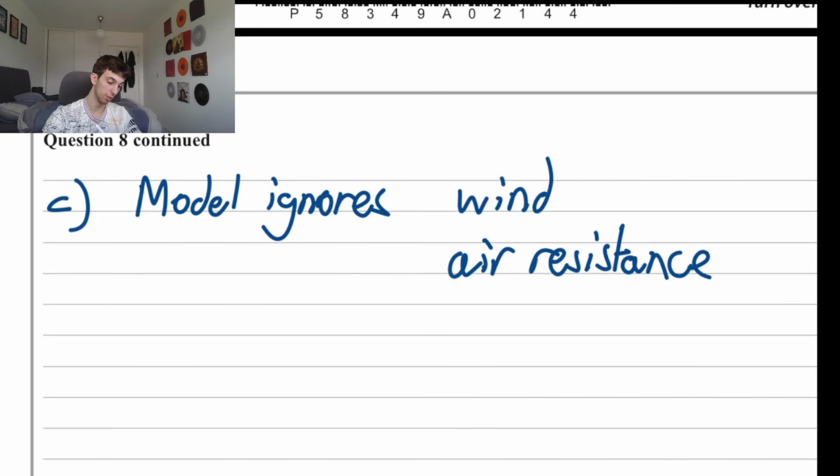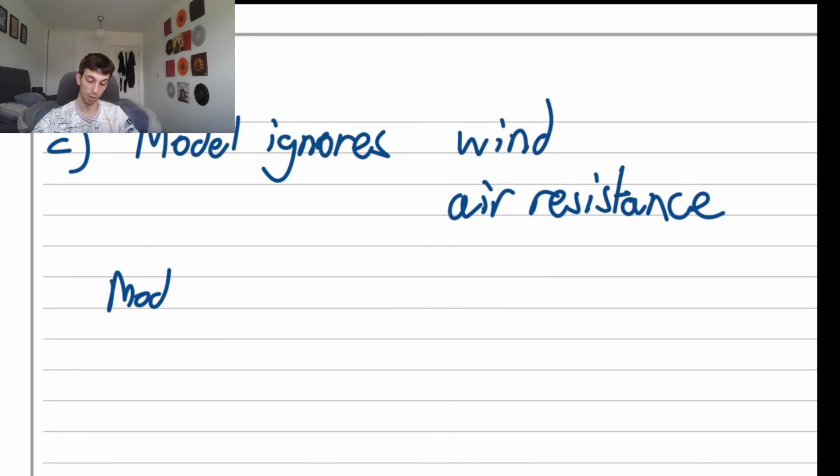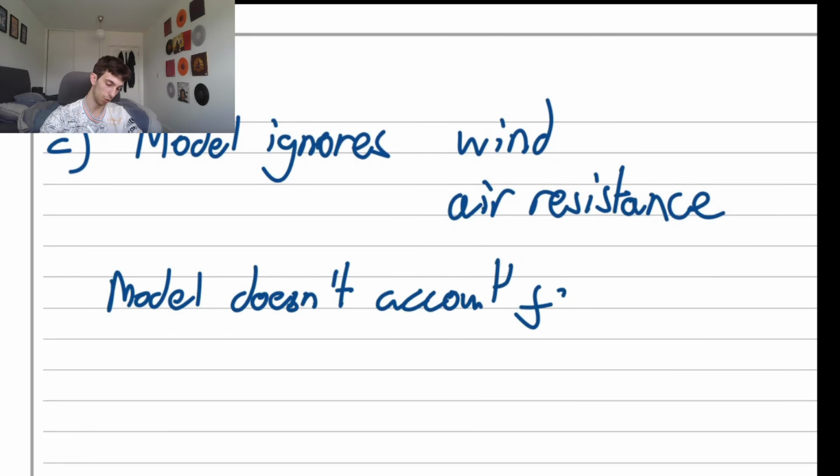What else does it ignore? We could say the model doesn't account for... When you kick a rugby ball, is it perfectly still as it's going? No, the ball spins. So we could say it doesn't account for spin of the ball.